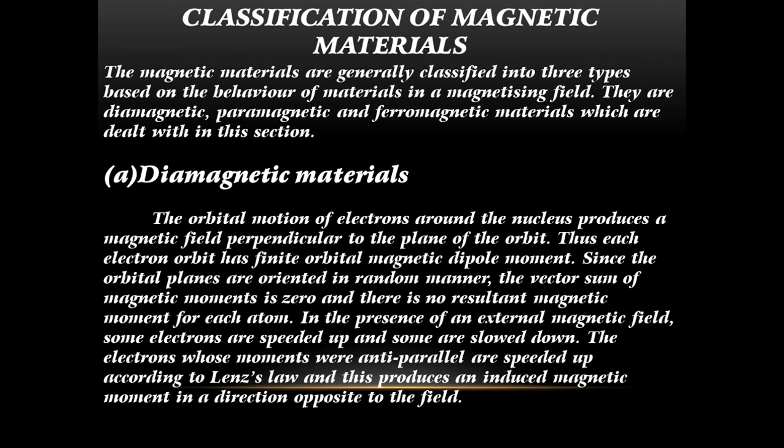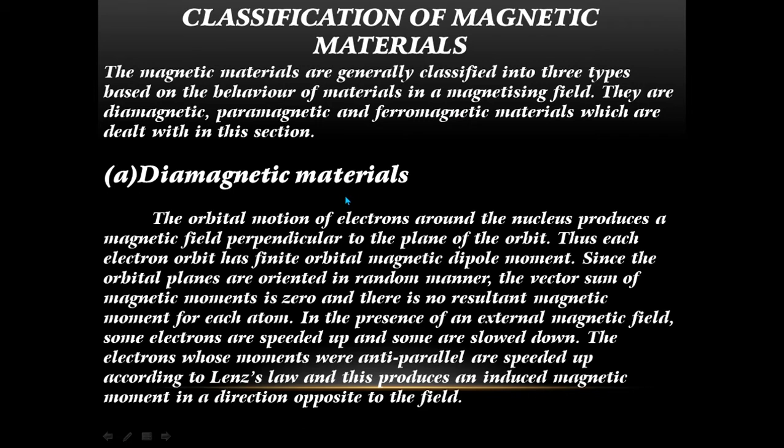Welcome to our next topic, classification of magnetic material. Magnetic materials are generally classified into three types based on the behavior of materials in a magnetizing field. They are diamagnetic, paramagnetic, and ferromagnetic materials, which are dealt with in this session. There are three types of material: one is diamagnetic, another is paramagnetic, and ferromagnetic materials.